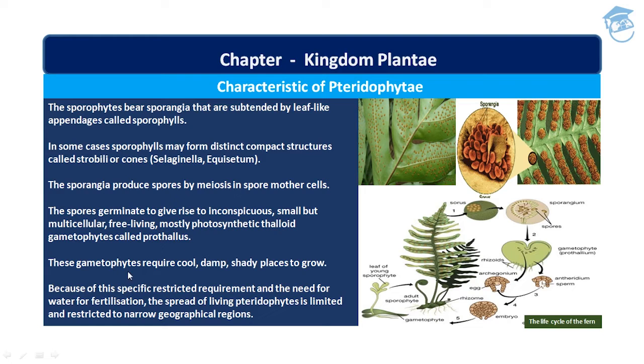So these gametophytes require cool, damp and shady places to grow. Because of this specific restricted requirement and the need for water for fertilization, they grow in cool and damp areas, and the spread of living pteridophytes is limited and restricted to narrow geographical regions. Okay, I hope it is now clear to you.